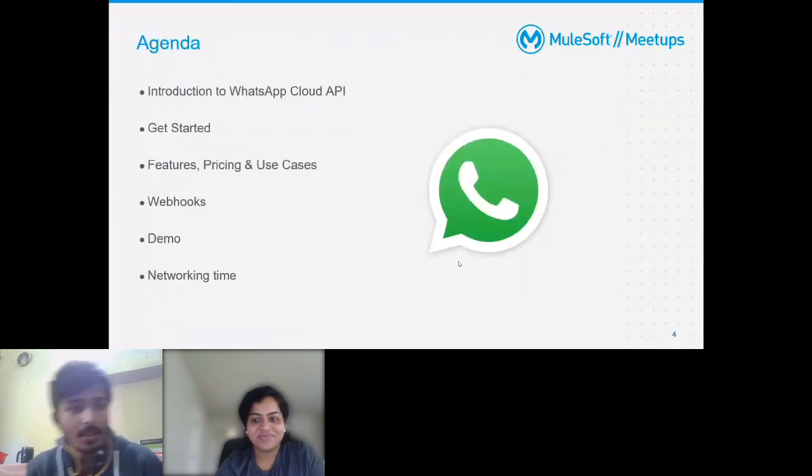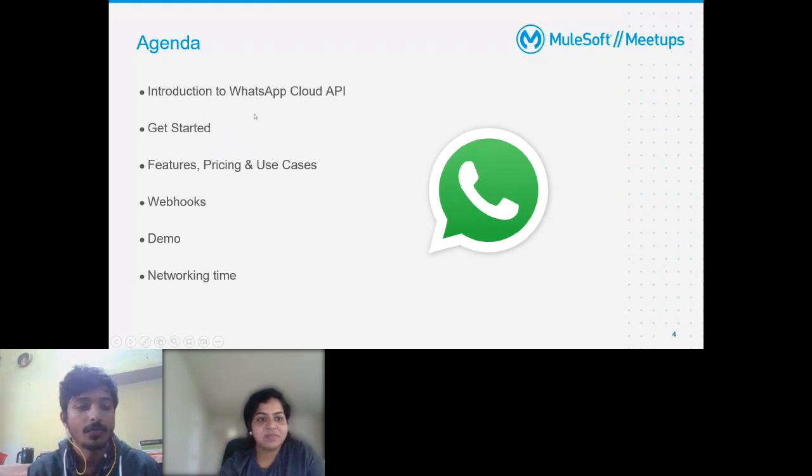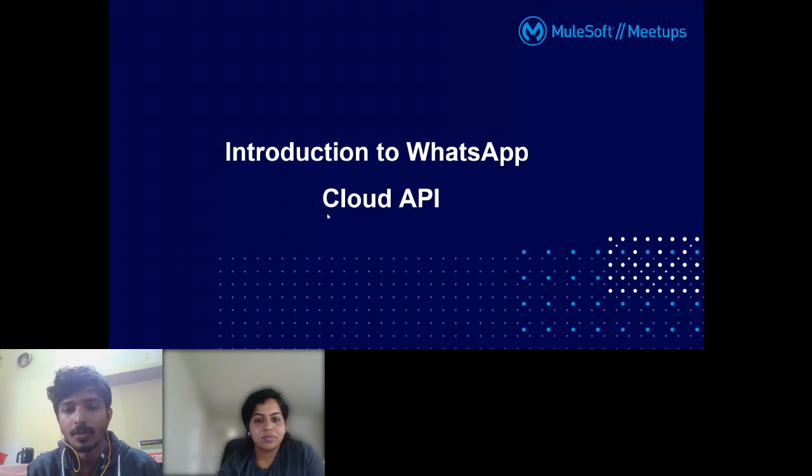All right. So today we'll be talking about WhatsApp Cloud API. So this is the agenda for today. We will see how we can get started integrating the WhatsApp API with our MuleSoft. Then we'll see some of the features that WhatsApp Cloud API provides us, the pricing, and the use cases that we can do with it. Then we will talk about the webhooks, and then I will show a demo.